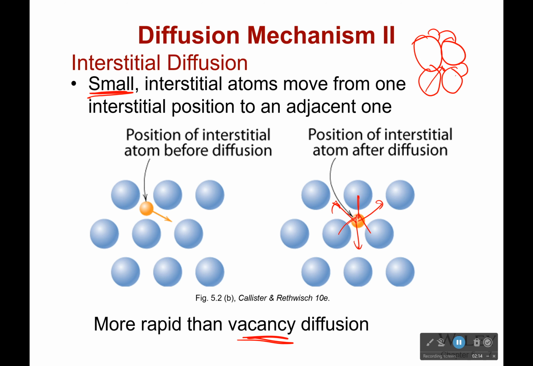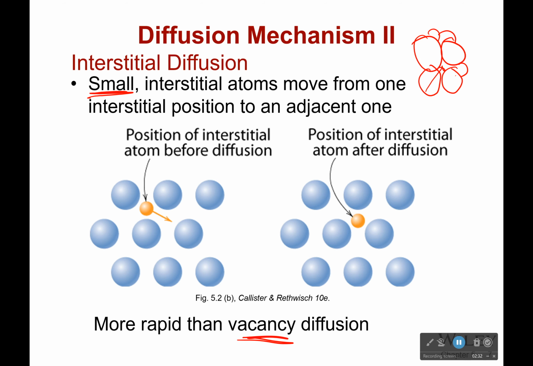Interstitial diffusion doesn't have to wait for vacancies, and so it's all going to be based on the size difference between these two atoms, as well as the temperature, because these atoms move around, and the more they move, the easier for that interstitial atom to move between those little gaps.